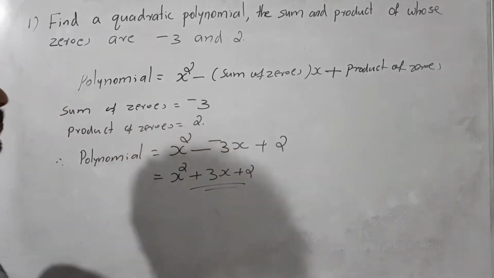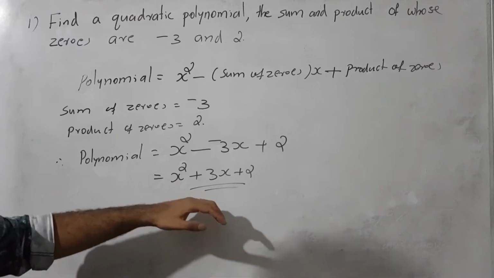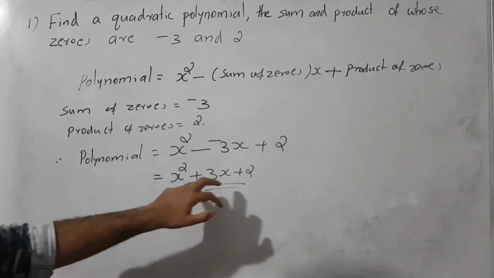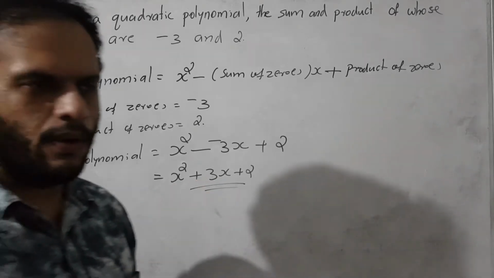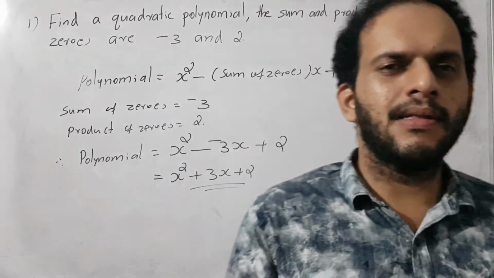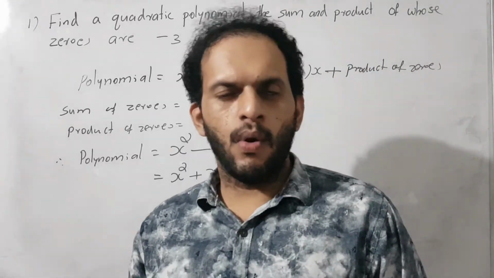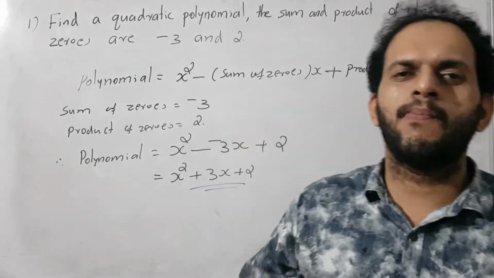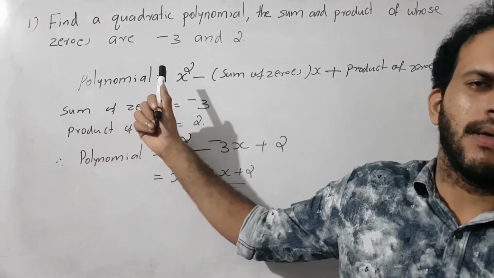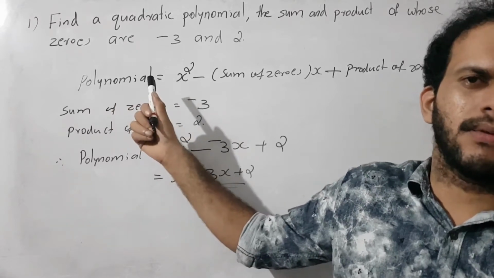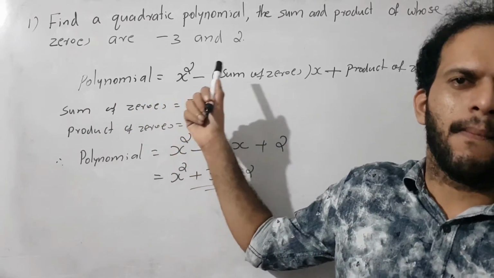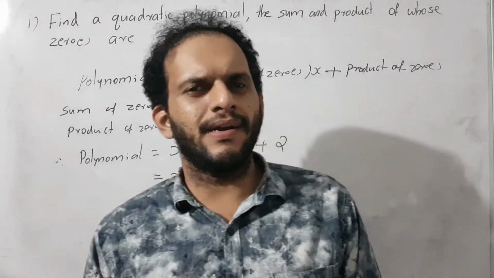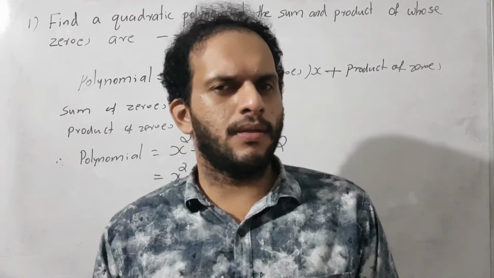So what is the quadratic polynomial? The quadratic polynomial whose zeros sum to minus 3 and product 2 is x square plus 3x plus 2. The sum of zeros and the product of zeros are given directly. What is the equation to write the quadratic polynomial? The equation is like this: polynomial is equal to x square minus sum of zeros into x plus product of zeros. It's an easy one, am I right? It's very direct. Then I think you got this idea.